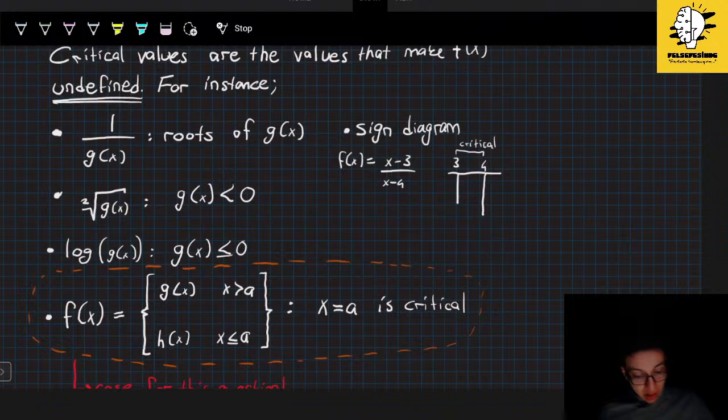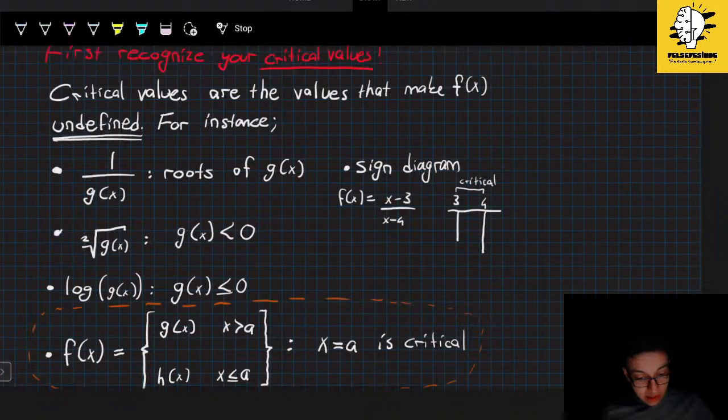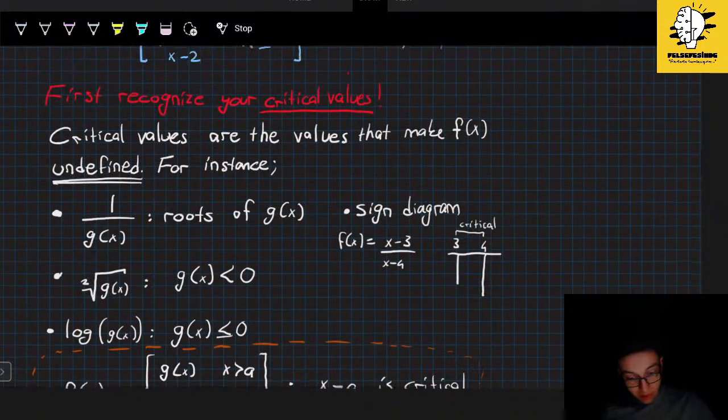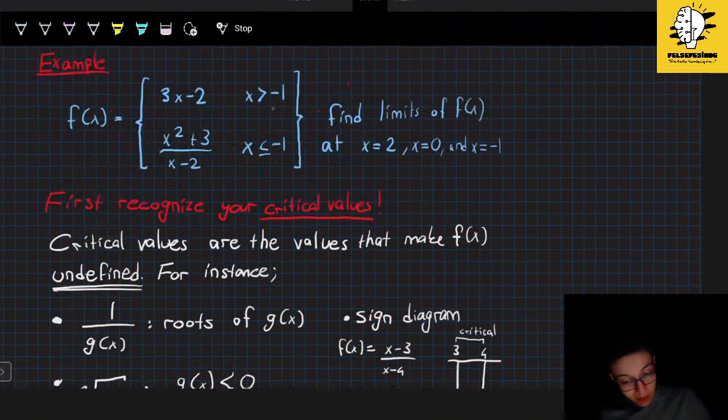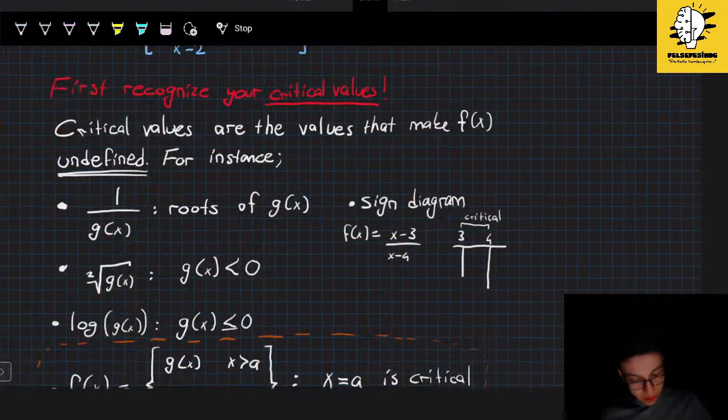And lastly, if we have a piecewise function just like this, the a values over here, the conditions, the domain that is given to us is critical because it makes it undefined. And as you can see in the orange box, this is the case here in our question, and the a is minus 1, yeah, the case for this question, as I said.